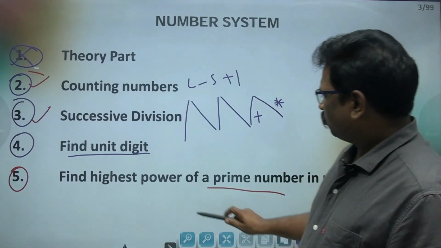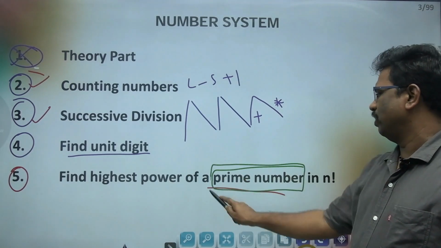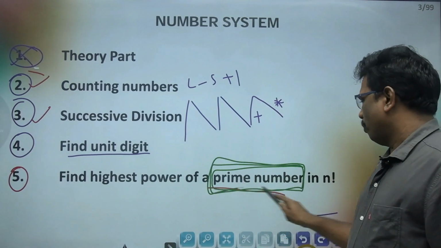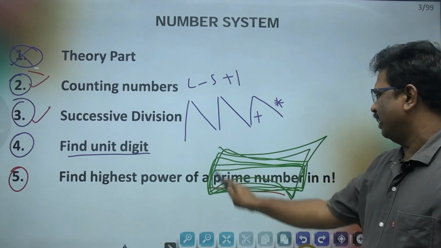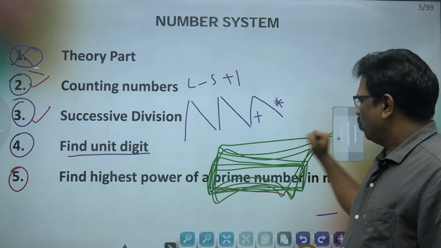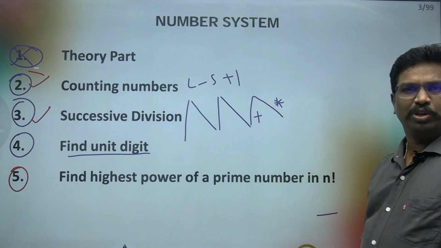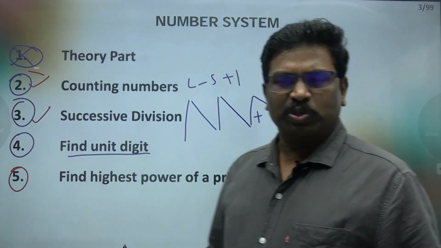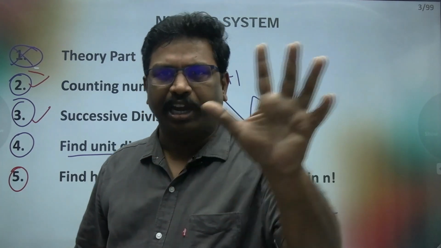Look, heading: find the highest power of a prime number. You are finding the highest power of a prime number in n factorial. Yes or no? So, you are finding what? The highest power of a prime number in n factorial.